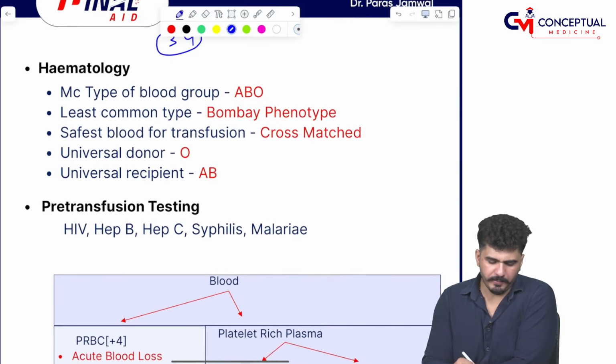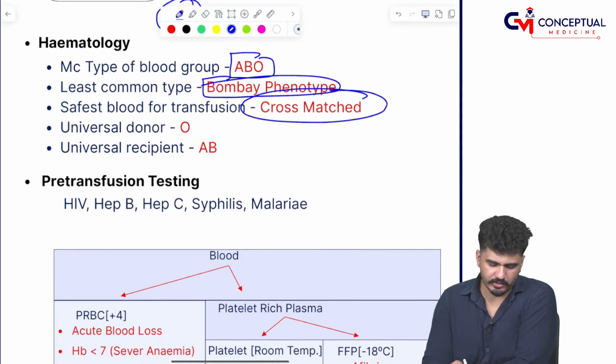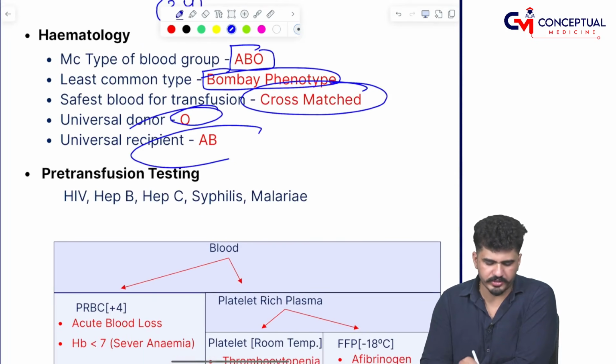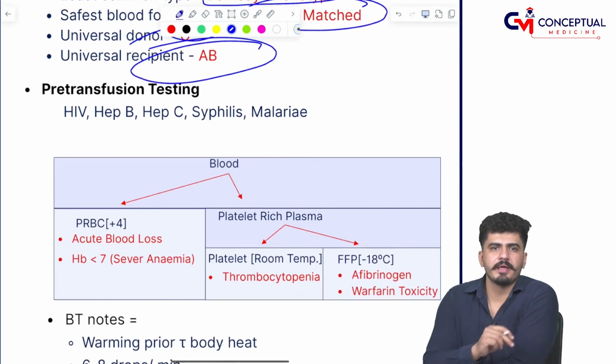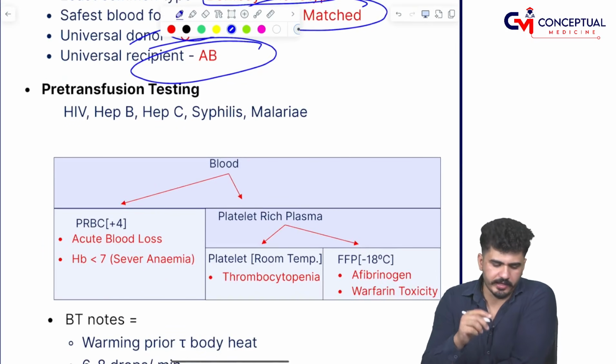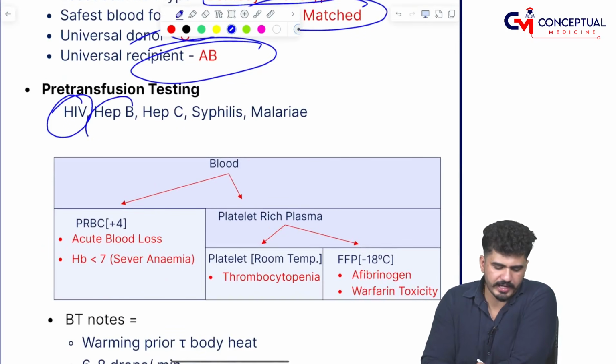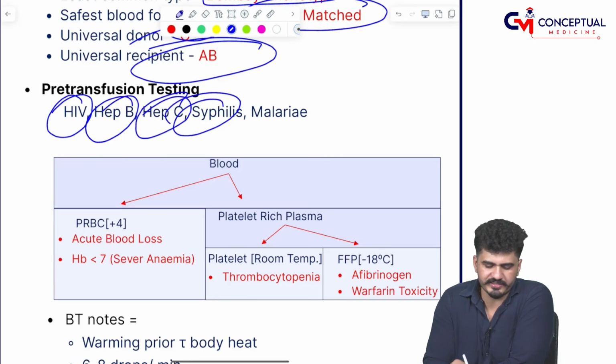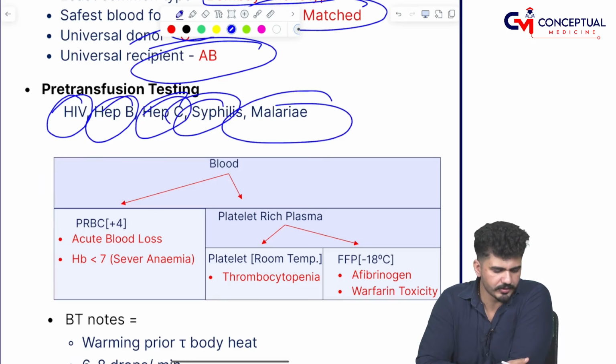The most common type of blood group is ABO. Least common is Bombay phenotype. Safest is cross match, universal donor O, universal recipient AB. One line is that. Now pre-transfusion testing includes HIV, viral markers, hepatitis B, C, syphilis and malaria. We have to do it, sir.